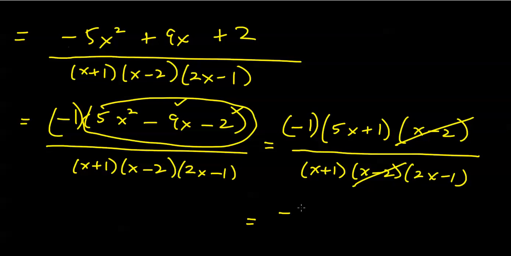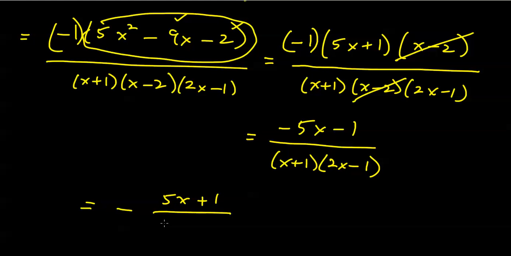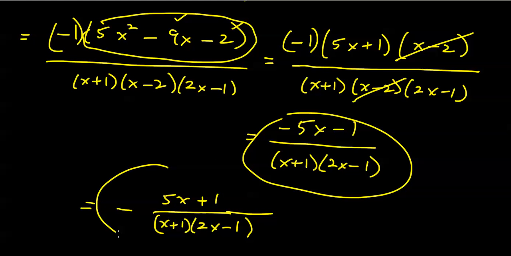and well, I suppose I could express my answer in one of several ways. Negative 5x minus 1 over x plus 1 times 2x minus 1. That's a fine expression of the final answer. I think our author would probably absorb that negative sign outside the division process. That can be done as well. So I claim either of these answers or anything equivalent and completely simplified would be fine.